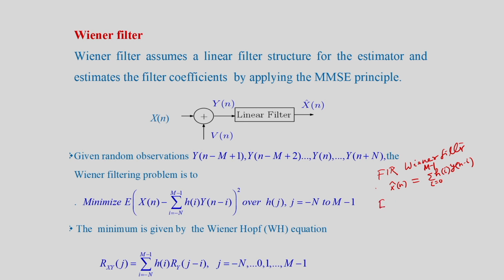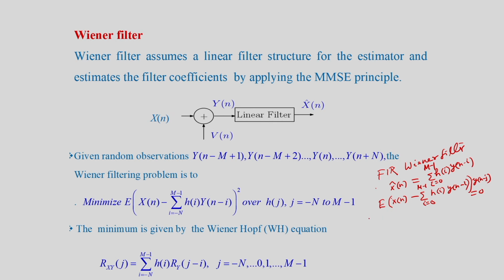What was that? E of (signal minus the filtered output, that is summation hi into Yn minus i, going from 0 to M-1). So, this is the error. This error is orthogonal to data Y of n minus j, that is equal to 0. So, this is the orthogonality condition.